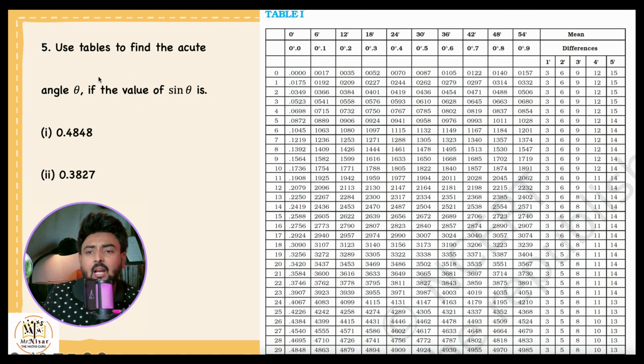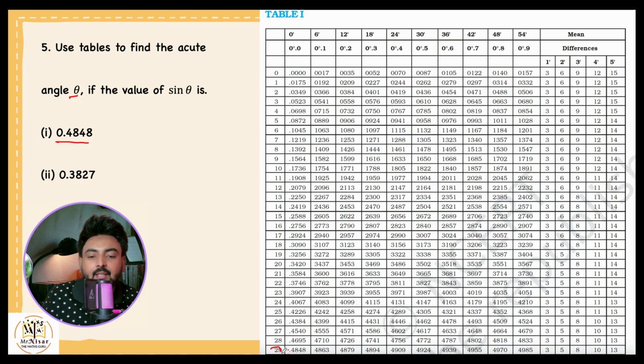The next question we have: use the table to find the acute angle theta if the value of sine theta is given. Okay, so children, here we have to go in reverse. Here we need to find the value of theta. Here the value of sine theta is given. It means we have to go in reverse. Now you have to search for 0.4848 in these values, and we have to write the value of theta from this. So what I'll do, I'll search 0.4848. So 4848, you can see here 484. Yeah, I can see the value is over here. Okay, 4848. So can you tell me what is the theta here?